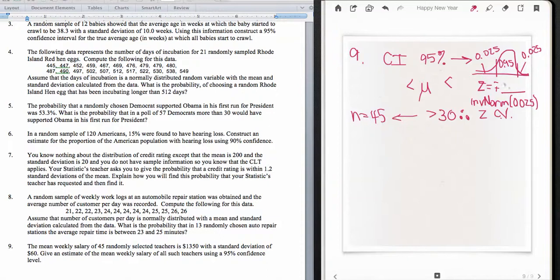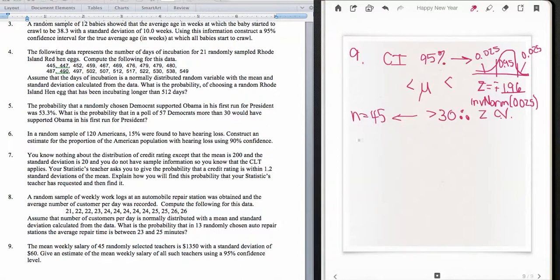Now you may have that already memorized, that this is 1.960, or you may have to look it up, and if you do, second function, distributions, inverse normal 0.025, you're going to see a -1.95996, which rounds to 1.96. So now we have our critical value.